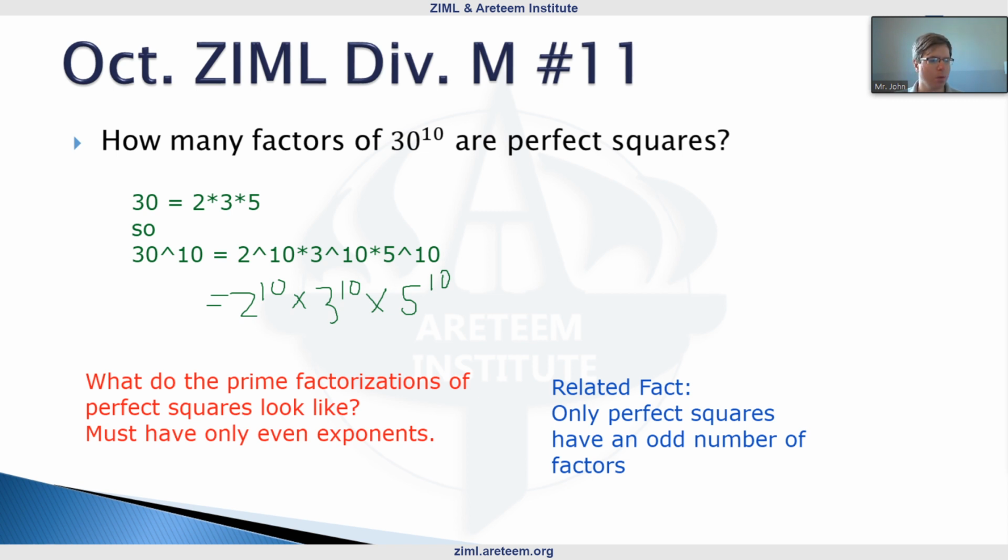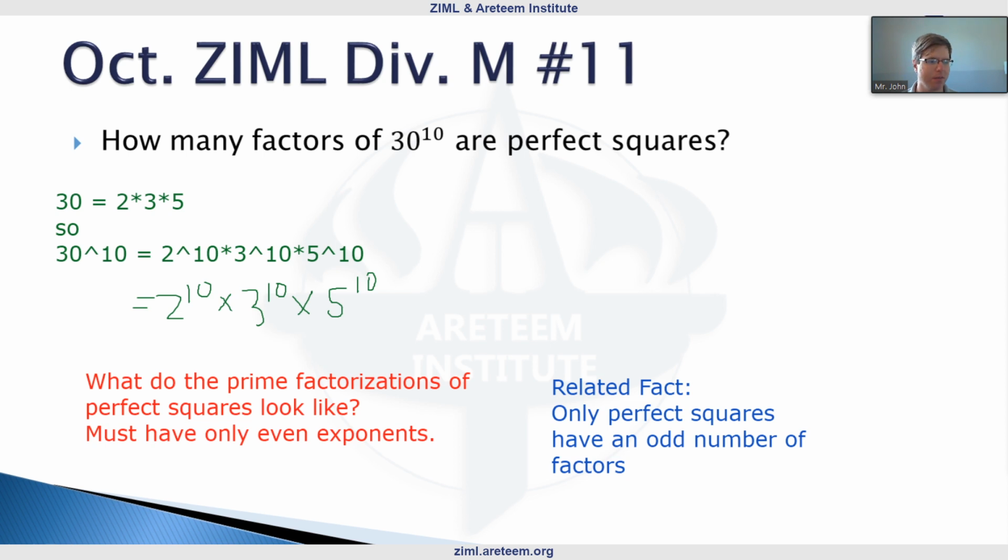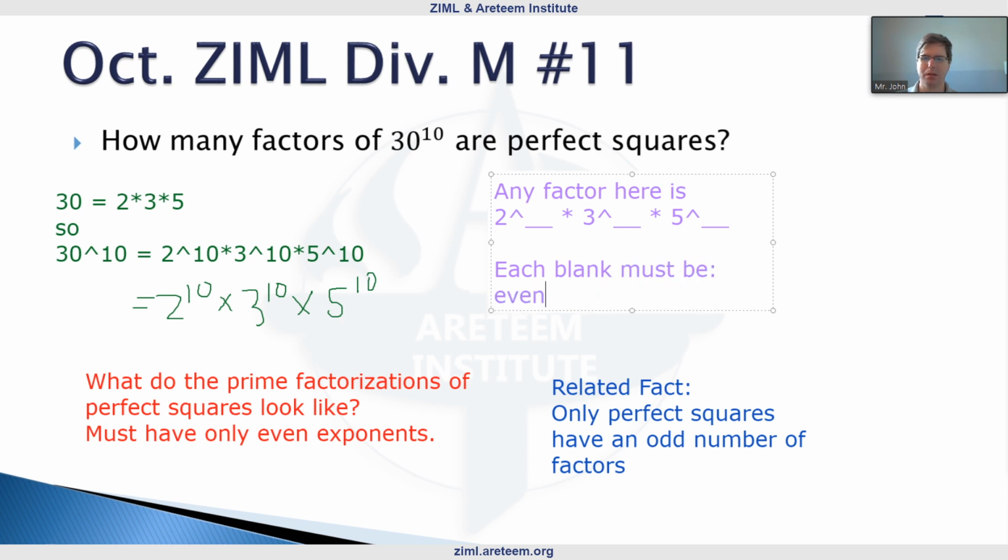Okay, so here we need to be a little bit careful. I don't think I've actually seen the correct answer in chat quite yet. I think we all agree that any factor of this number is 2 to the something times 5 to the something times 3 to the something. So each blank must be even.